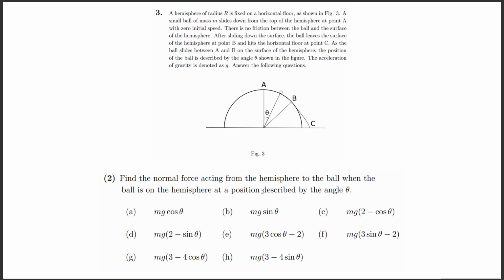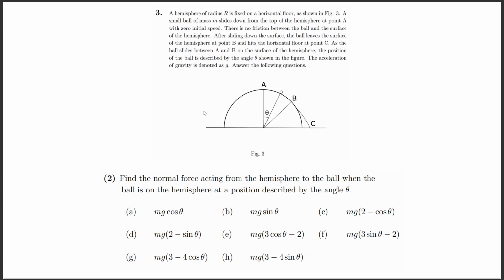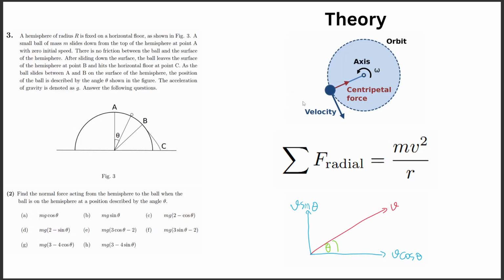Number 2. Find the normal force acting from the hemisphere to the ball when the ball is on the hemisphere at the position described by the angle theta. So we find the normal force here of this ball. First of all, the normal force is the force that is exerted by the surface on the ball. So that is the normal force.